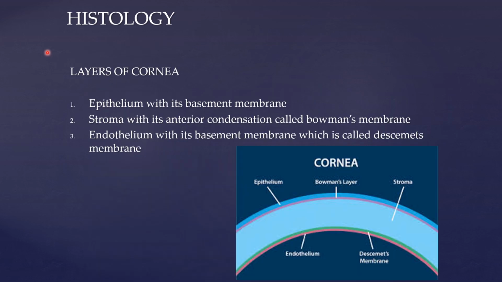Now the histology of cornea. Histologically, cornea has three main layers. Outer is the epithelium with its basement membrane. The middle is the stroma with its condensed part called Bowman's layer, and innermost is the endothelium with its basement membrane called Descemet's membrane.